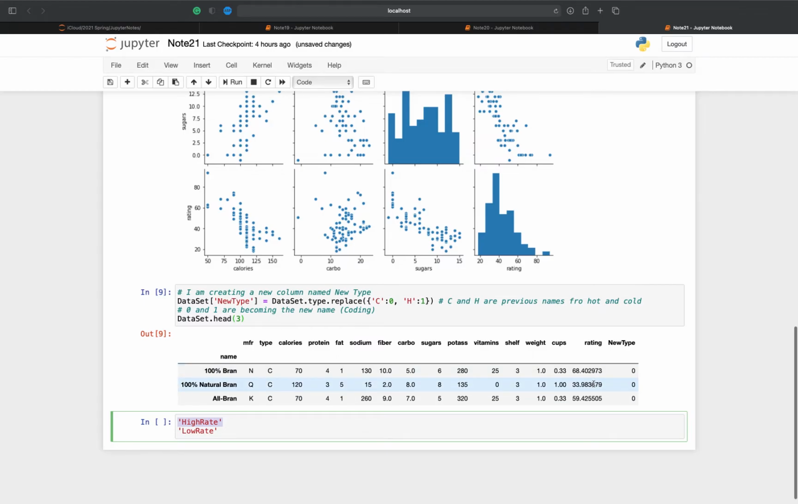So first you have to calculate the mean of rating, and then you should specify for all the ratings that are above the mean, assign high rate, and then for all the ones below the mean of rating, assign low rate. And then in a new column you will have high rate, low rate instead of all these numbers. Okay, that will be your second participation point for this lecture.